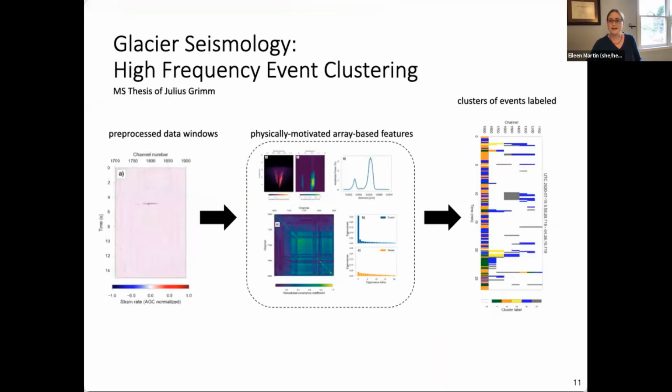So I worked with Julius Grimm, a master's student on this project, where we actually were able to process our data and come up with, again, these dense array-based features, things like our tau-p transforms, looking at a simplified low-rank or low-dimensional version of our slownesses, as well as things like array coherency and the eigenvectors and eigenvalues of those array coherency matrices to be able to do unsupervised clustering of our events. And so we were able to label different windows of data in space and time as having these different types of ice quake events of various categories.